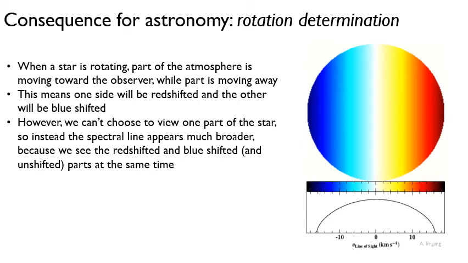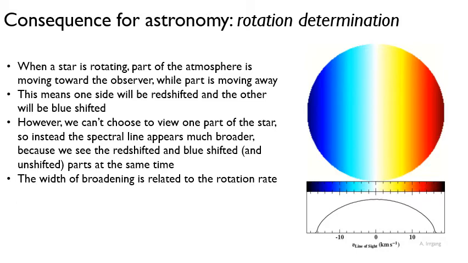But we can't just choose to view one part of the star, like the left of it or the right. These are very distant objects. You're just getting the light from the whole thing all at once. And so when you observe a star, you see the red shifted part and the blue shifted part and the non-shifted part all at the same time. Okay? And so that means that's going to broaden your spectral line, and the width of this broadening is going to be related to the rotation rate.